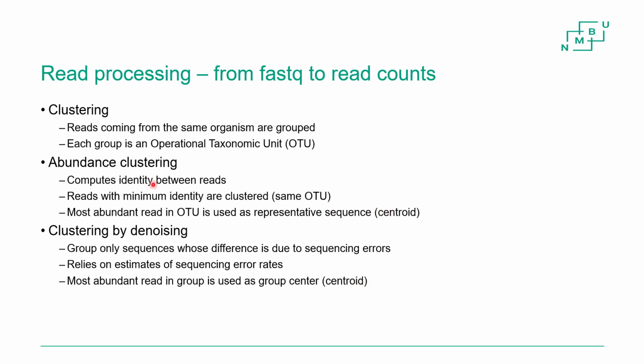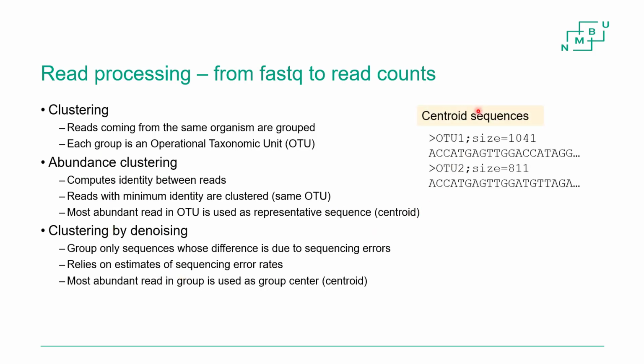So actually, whether you run this first one here or the second one here, you end up with some centroid sequences, one for each OTU or group, right? So we have a FASTA file. That's the output from both this or this. But the FASTA files will be different. It's not the same sequences they find, but they will find sequences and list them in a FASTA file.